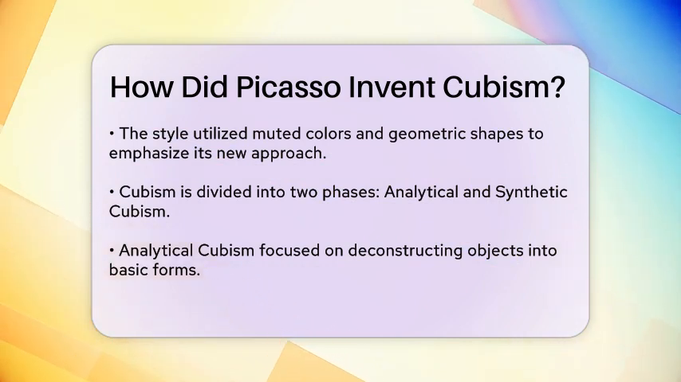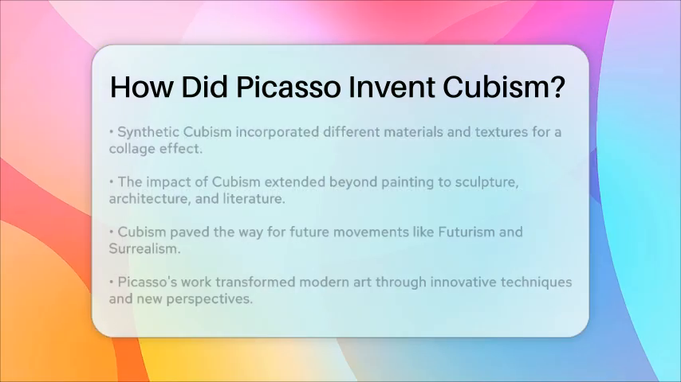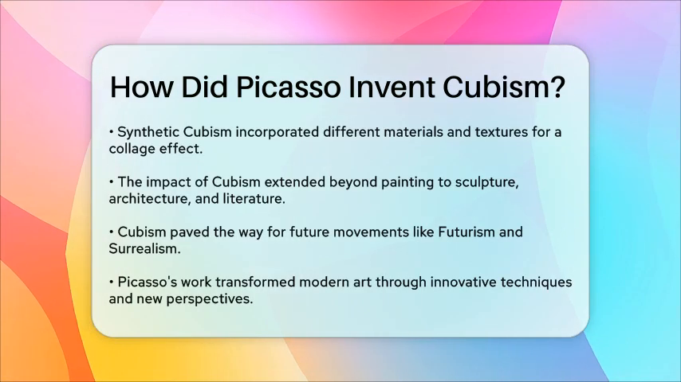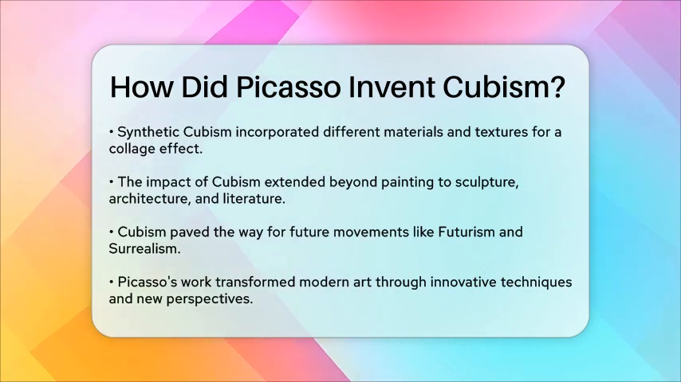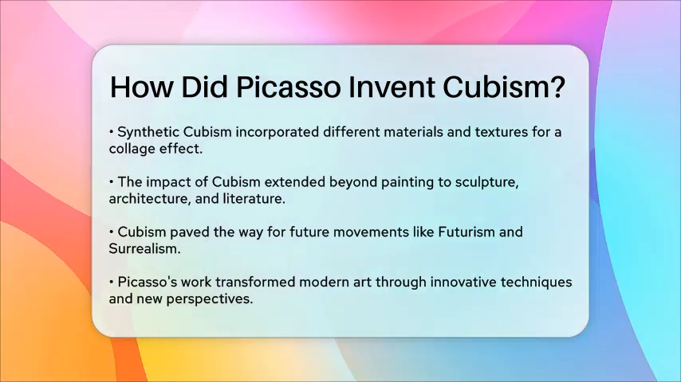The impact of Cubism was profound, influencing not only painting but also sculpture, architecture, and even literature. Artists began to experiment with abstraction and non-representational forms, paving the way for future movements such as Futurism and Surrealism.